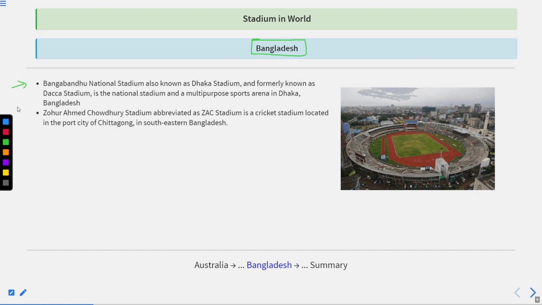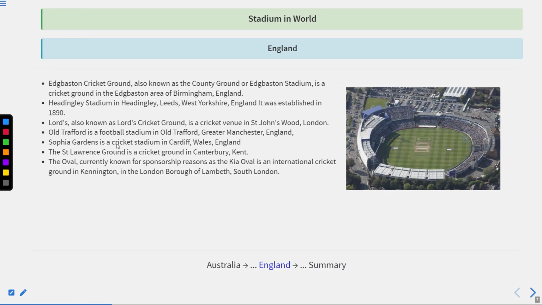The first stadium that we have to discuss in Bangladesh is Bangabandhu National Stadium. The Bangabandhu National Stadium, formerly known as the Dhaka Stadium, is the national stadium and also a multi-purpose sports area in Dhaka, Bangladesh. After this, we have Zohur Ahmed Chowdhury Stadium, abbreviated as ZAC Stadium. It is a cricket stadium located in the port city of Chittagong in southeastern Bangladesh.